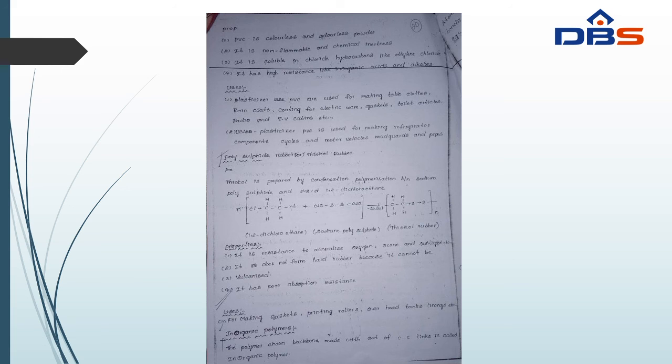First one is polymerization between sodium polysulfide and 1,2-dichloroethane. So 1,2-dichloroethane reacts with sodium polysulfide to form thiokol rubber. Sodium polysulfide formula: Na, sulfur, Na. That is the sodium polysulfide, which forms thiokol rubber. Properties.